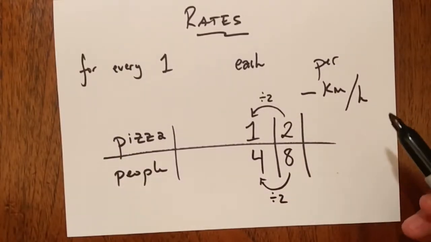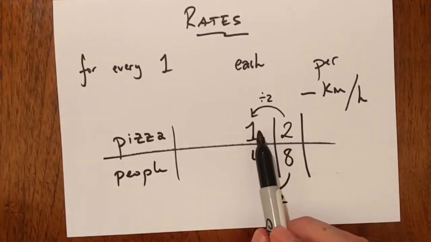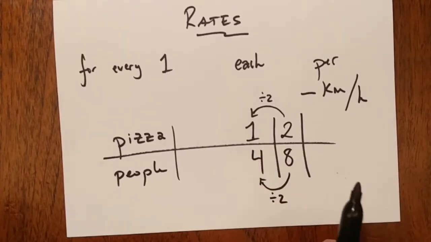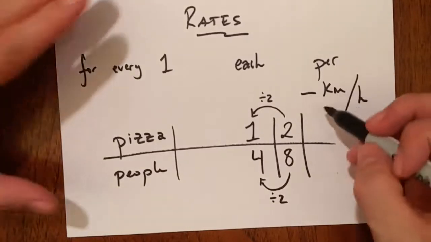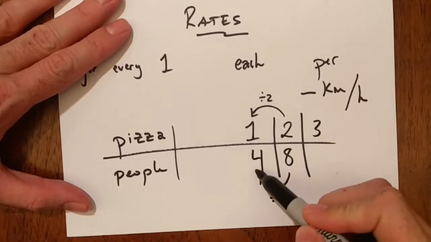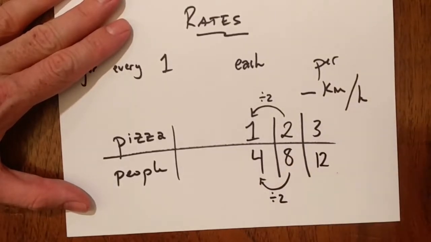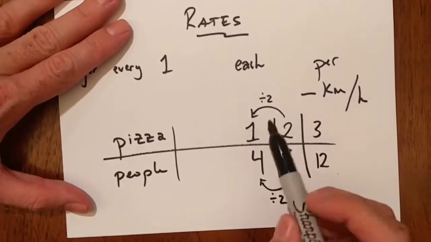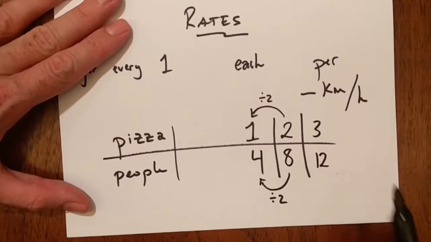And here you can see, how many people get to eat per pizza? Well, every time I have 1 pizza, 4 people get to eat. So if I have 2 pizzas, 8 people get to eat. If I have 3 pizzas, well, I need to have 4 people for 1 pizza, so that's going to be 12 people for 3 pizzas. You can see every time I add 1 pizza, I'm going to add 4 people.